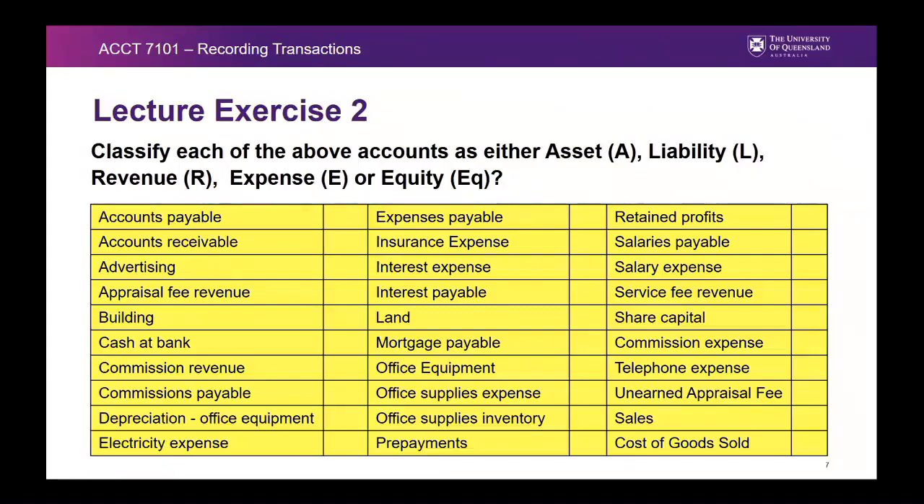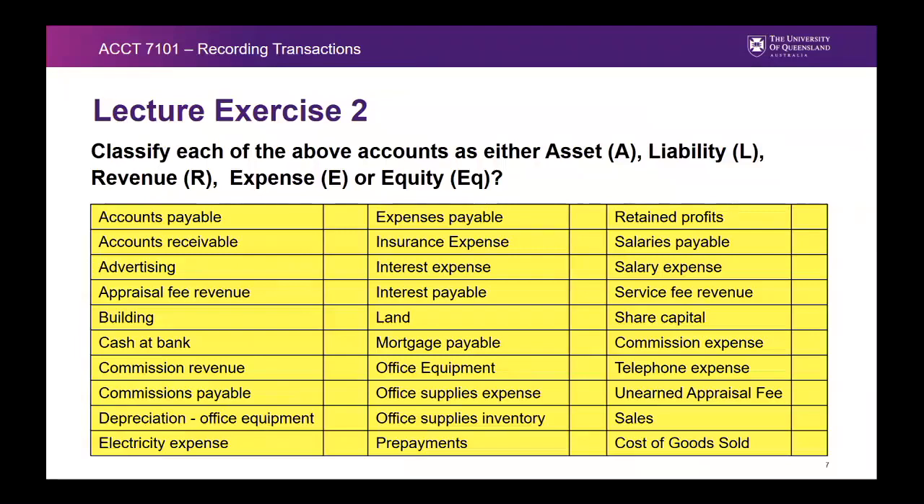Land is an asset, correct. Mortgage payable, it's a liability. Office equipment, yes, it's an asset. Office supplies expense, it's an expense. Office supplies inventory, it's an asset, yes, inventory is an asset. Prepayments, yes, prepayments are generally assets. Then retained profits.